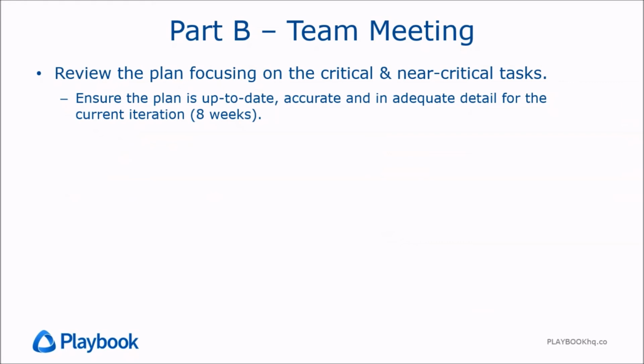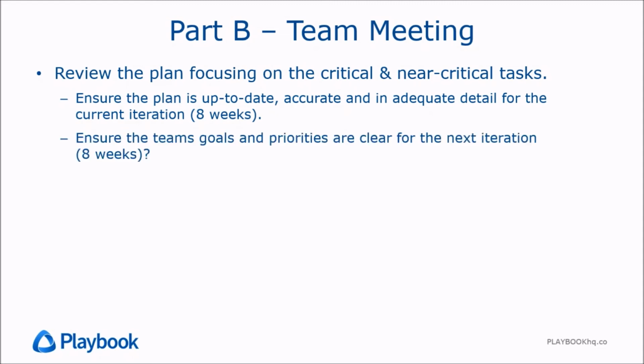So what we generally do in this is we have Playbook up on the screen. We're reviewing the plan, focusing on the critical and near critical tasks for the current iteration, chiefly for the current 8 weeks, whatever now to 8 weeks out is. We're making sure that the plan's up to date, accurate. We're reviewing the summary task owners' changes and their proposals for ways that we might save time.